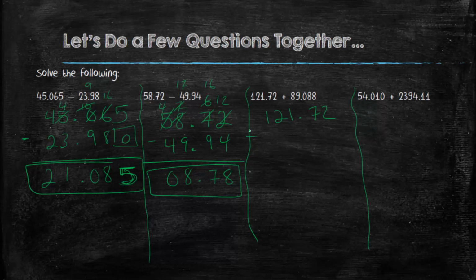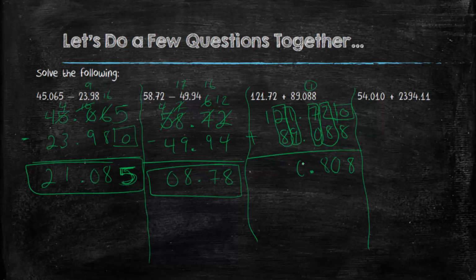Okay, let's do some additions here. 121.72 plus 89.088. Notice how I lined these digits up and these digits together. You need to line up the digits according to their place value. Really crucial. Remember, there's an empty 0 here, an invisible 0. So 0 plus 8 is 8. 2 plus 8 is 10, so we put the 0 and we carry the 1. 1 plus 7 is 8. We bring down the decimal.